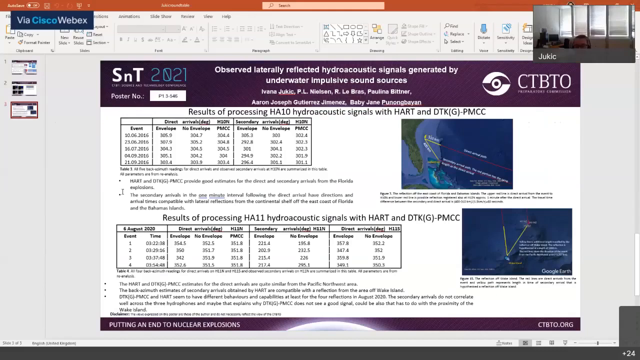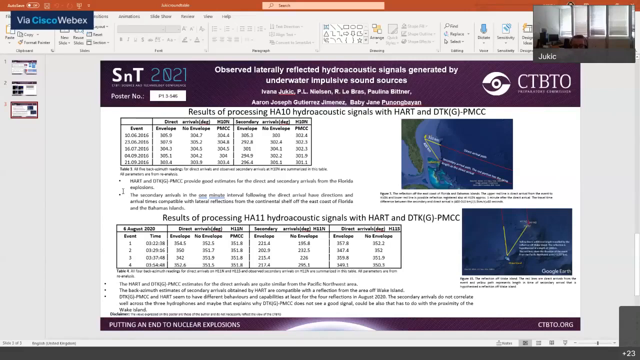The HART and PMCC estimates for the direct arrivals are quite similar from the Pacific Northwest area. The back azimuth estimates of secondary arrivals obtained by HART are compatible with reflection from the area of Wake Island, as shown in Figure 15.